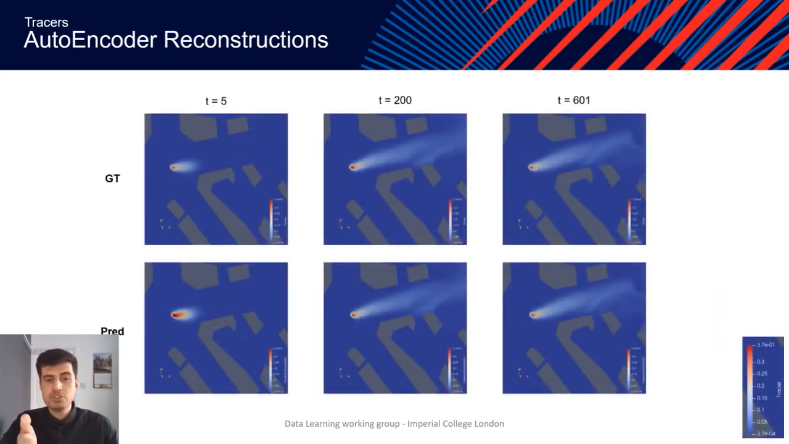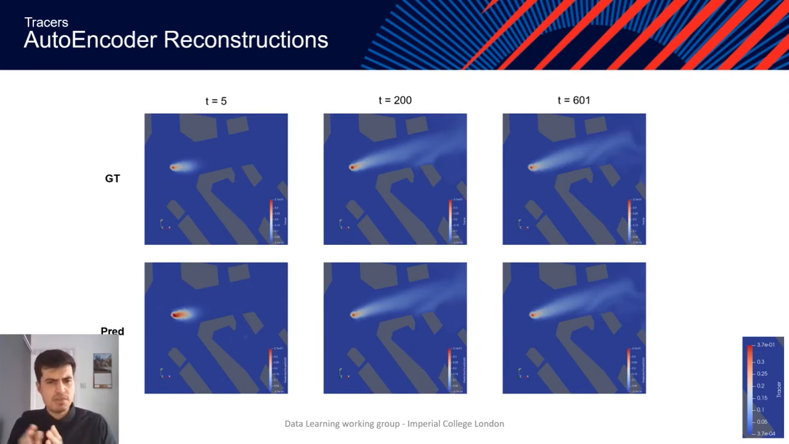We see that for t equals 200 and 601, the flow reconstructions are very similar to the ground truth. We do note, however, that for t equals 5, the intensities are slightly off and there are artifacts that do appear. It's worth noting, however, that in terms of the training set, the first 50 time steps have flows that are rapidly changing as the system has just begun.